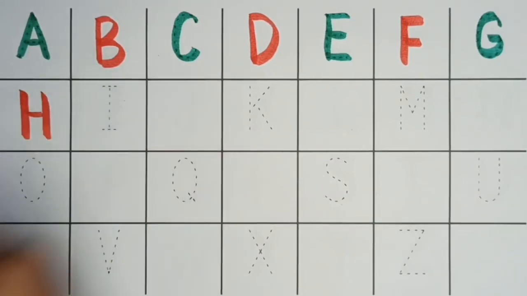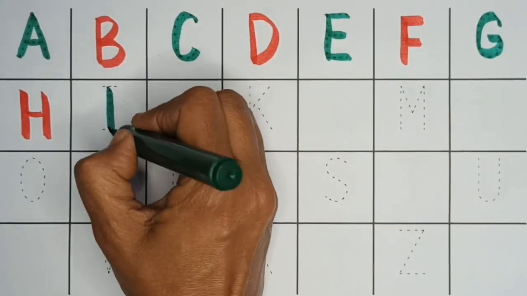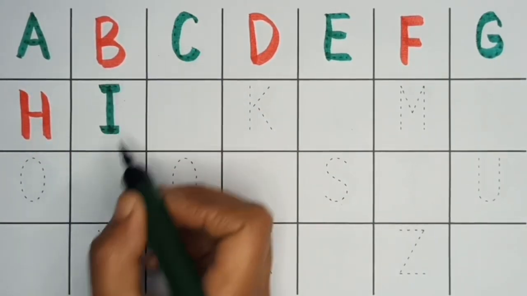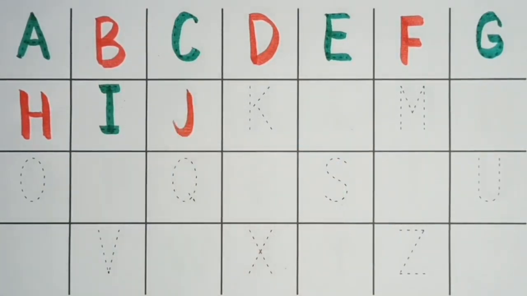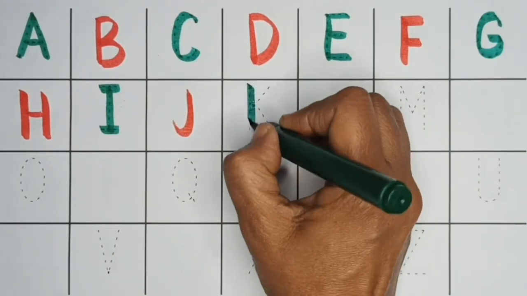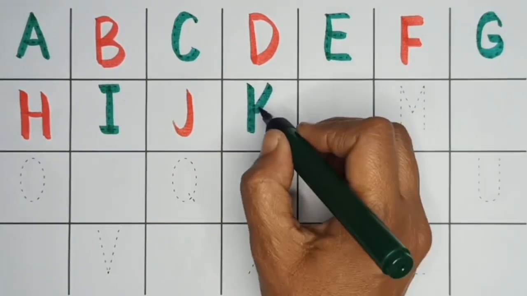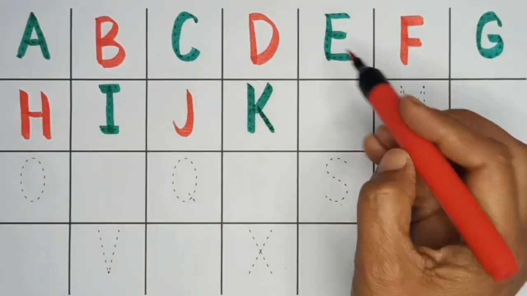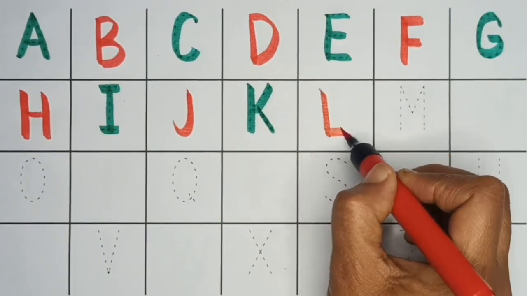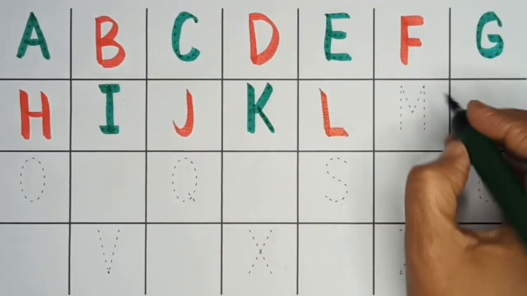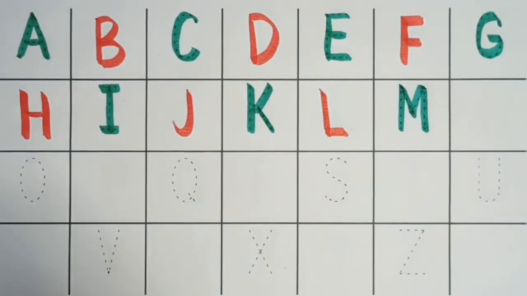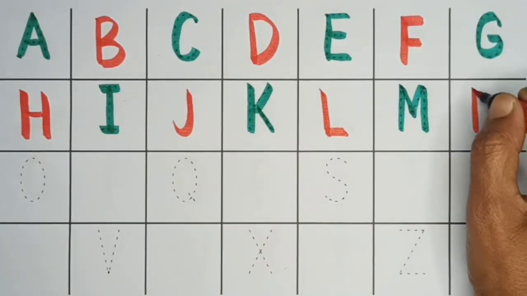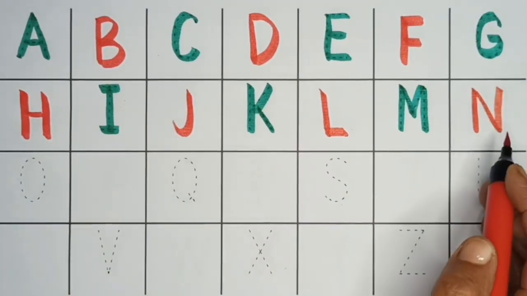H for hen. I for ice cream. J for jug. K for kite. L for lion. M for monkey. N for nest.